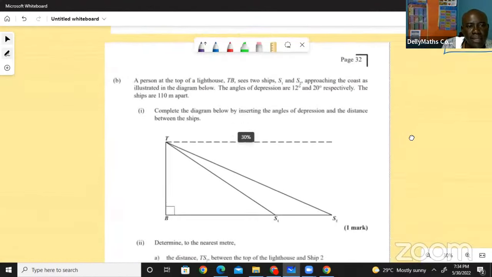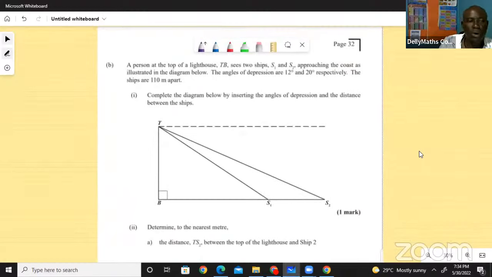Let me minimize this a little bit more for reading purposes. It says a person at the top of a lighthouse, TP. Look at the diagram. The person sees two ships, S1 and S2. We're talking about T, P, TD, S1, S2. Approaching the coast as illustrated in the diagram below, the angles of depression are 12 and 20 degrees respectively. The ships are actually 110 meters apart.